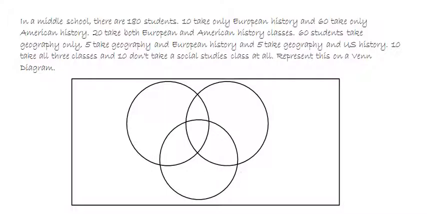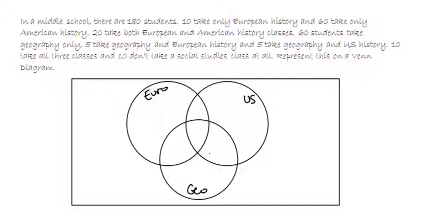Okay, so let's give this a shot. We need to place how many students there are in each of the sections. So let's name the sections first. This is going to be European history, call it Euro. This is going to be American history, let's call it US. And this is geography, let's call it Geo. So we know there's 180 students in total. Every section together should add up to 180.